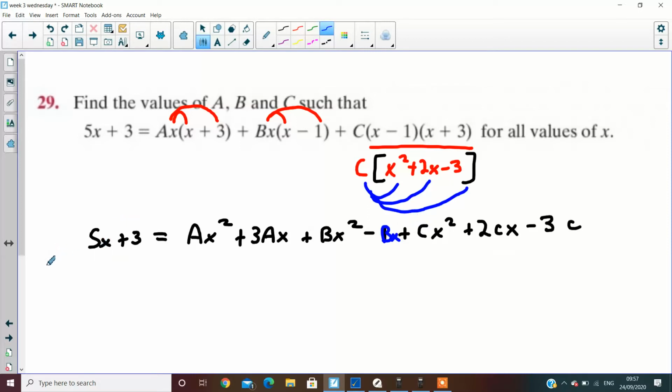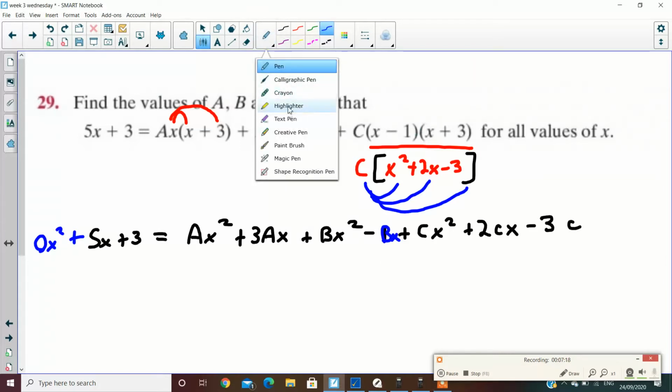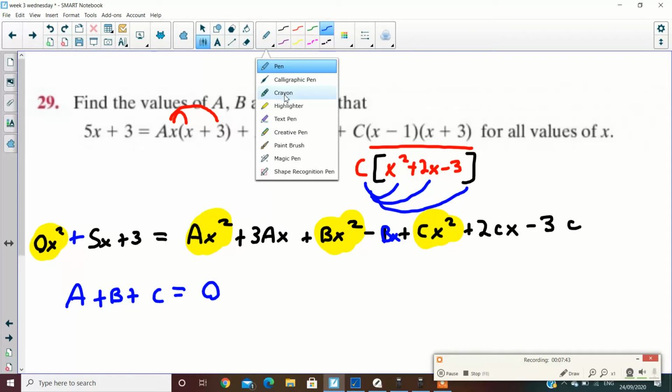Now, what's my little trick over here? 0 x squared. So, let's do a bit of highlighting here. So, the 0x squared gets paired off with what? The ax squared and the bx squared and the cx squared. So what can I say for my first equation? A plus b plus c equals 0. Everybody cool with that? What can I say for my next equation?